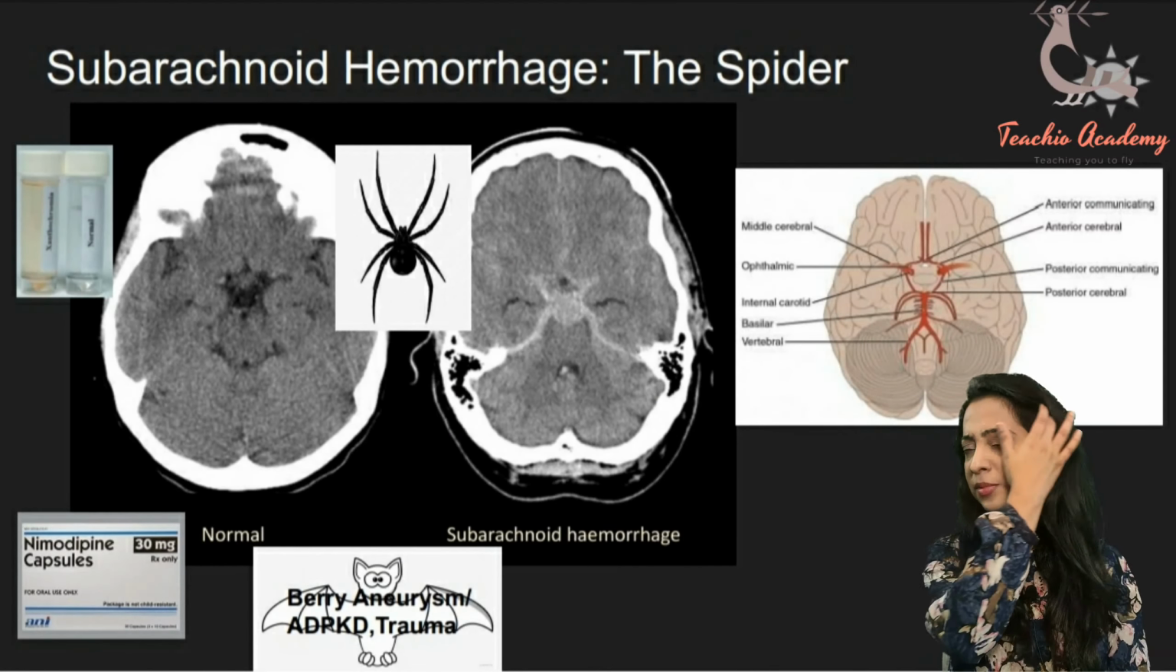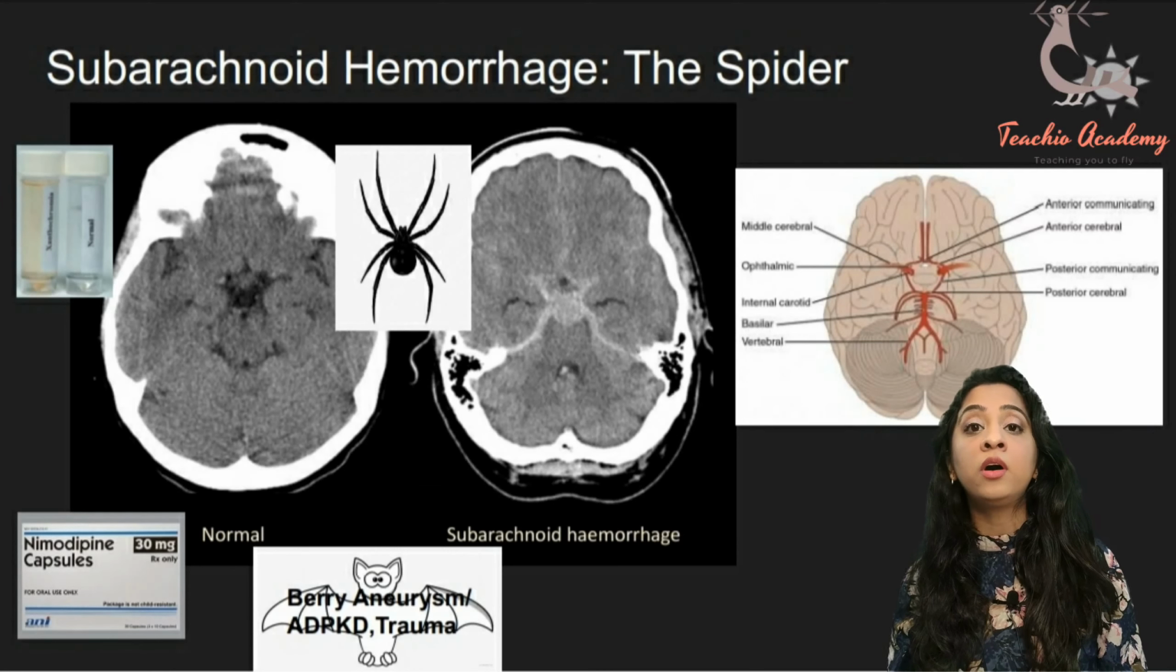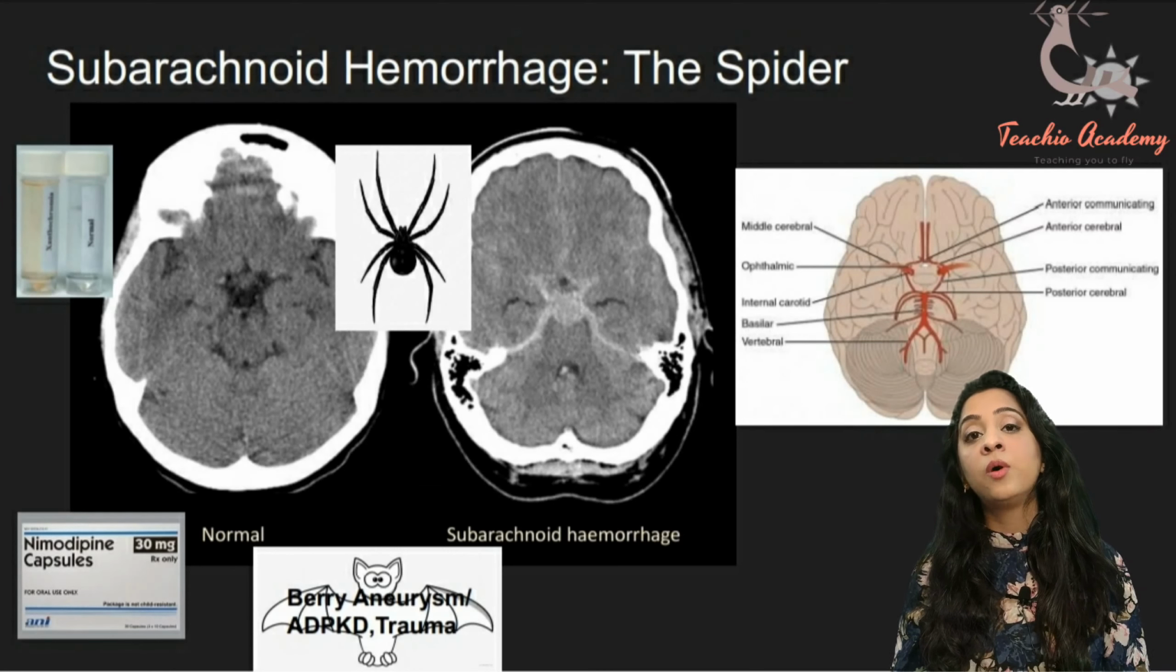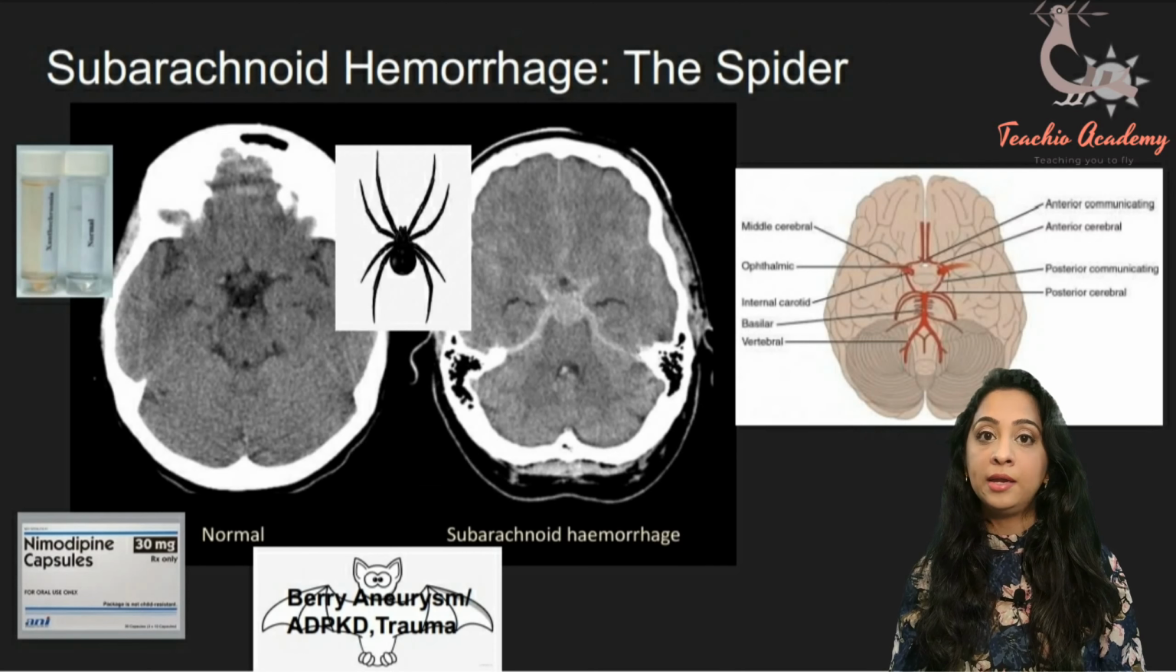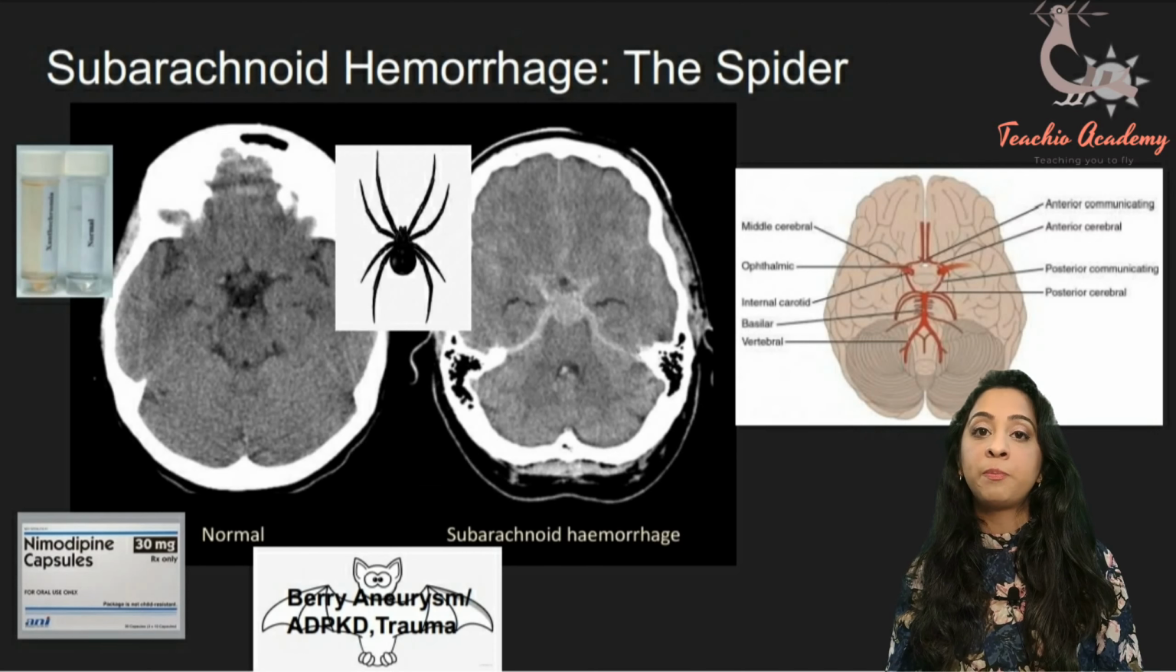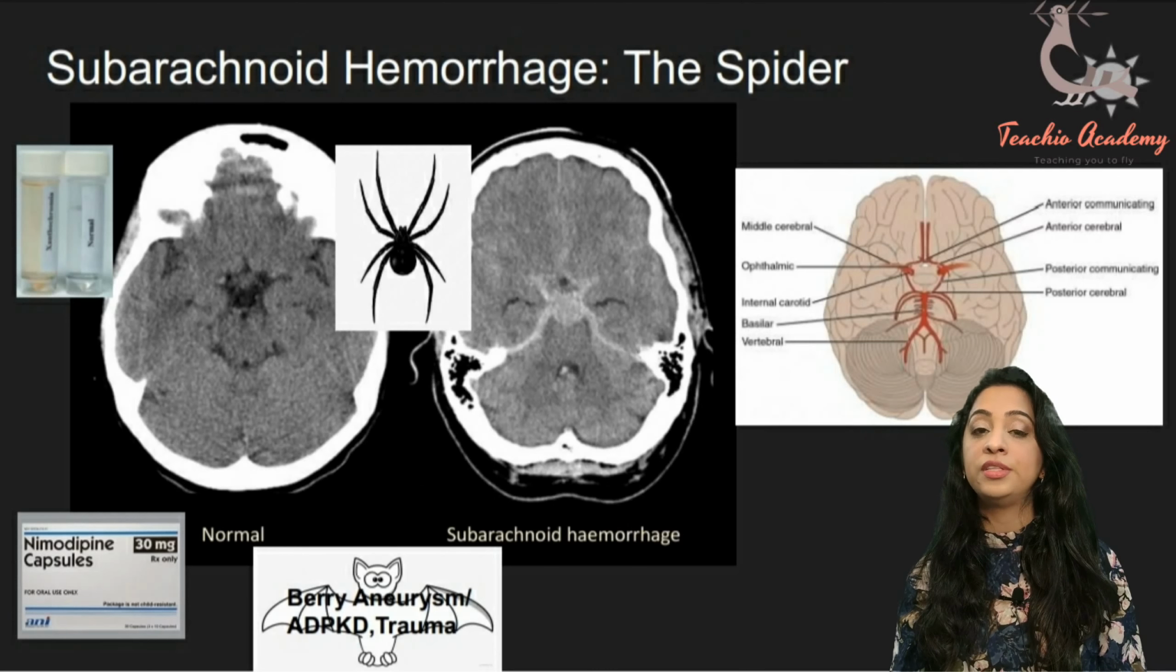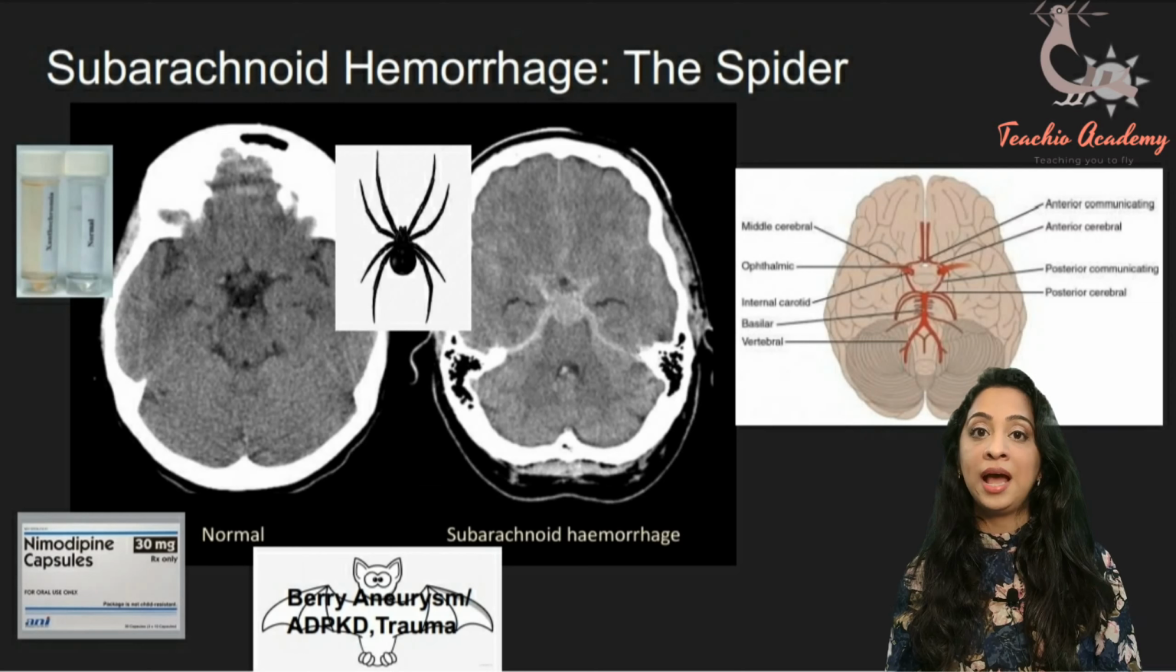The way I try to remember subarachnoid is, you might have heard of the term arachnoid. So arachnoid, or arachne in Latin, means spider. So anything which is spidery is going to be called arachnoid. You might have heard of the term arachnodactyly, which means spidery fingers or long fingers, often seen in people with Marfan's. This is the same derivative of the Latin word.